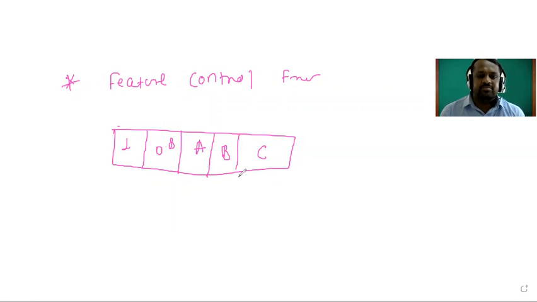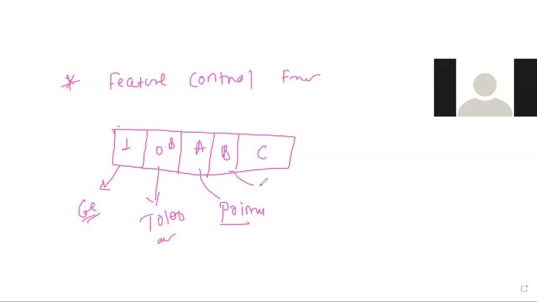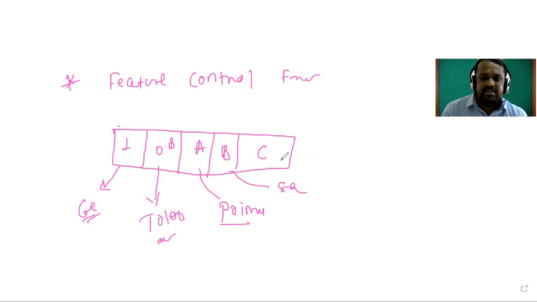Three types of datums are there. In the first box they give the geometrical characteristics or symbols. Then they give the tolerance zone, the tolerance values. Then the primary datum, the secondary datum, and the tertiary datum. In this format they will ask, so you have to remember that format.